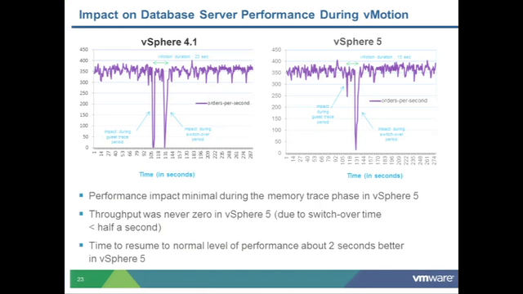Another interesting thing you'll notice here is the throughput was never zero. It's because the switchover time was less than half a second. And since we are tracking the performance at 1 second granularity, we've seen that the throughput was never zero. Another important thing is the time to resume to normal level of performance was about 2 seconds better than what we've seen on 4.1. So once again, the improvements were all around. We reduced the duration, we reduced the impact on the application performance, and the time to resume to normal level of performance was also much improved.